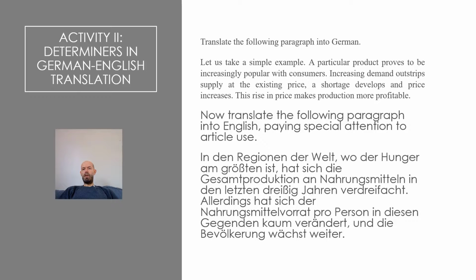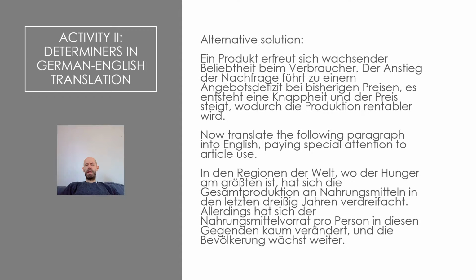So try to keep these types of article use in mind when translating the following paragraph into English. Again, I'll give you some time to peruse this little paragraph and then to have a go at translating it. So how will we translate this particular paragraph? In den Regionen der Welt, wo der Hunger am größten ist, we've learned that with abstract nouns like price, for instance, we do not normally use the article, and hunger is just a statistic here, so we wouldn't use it with an article.